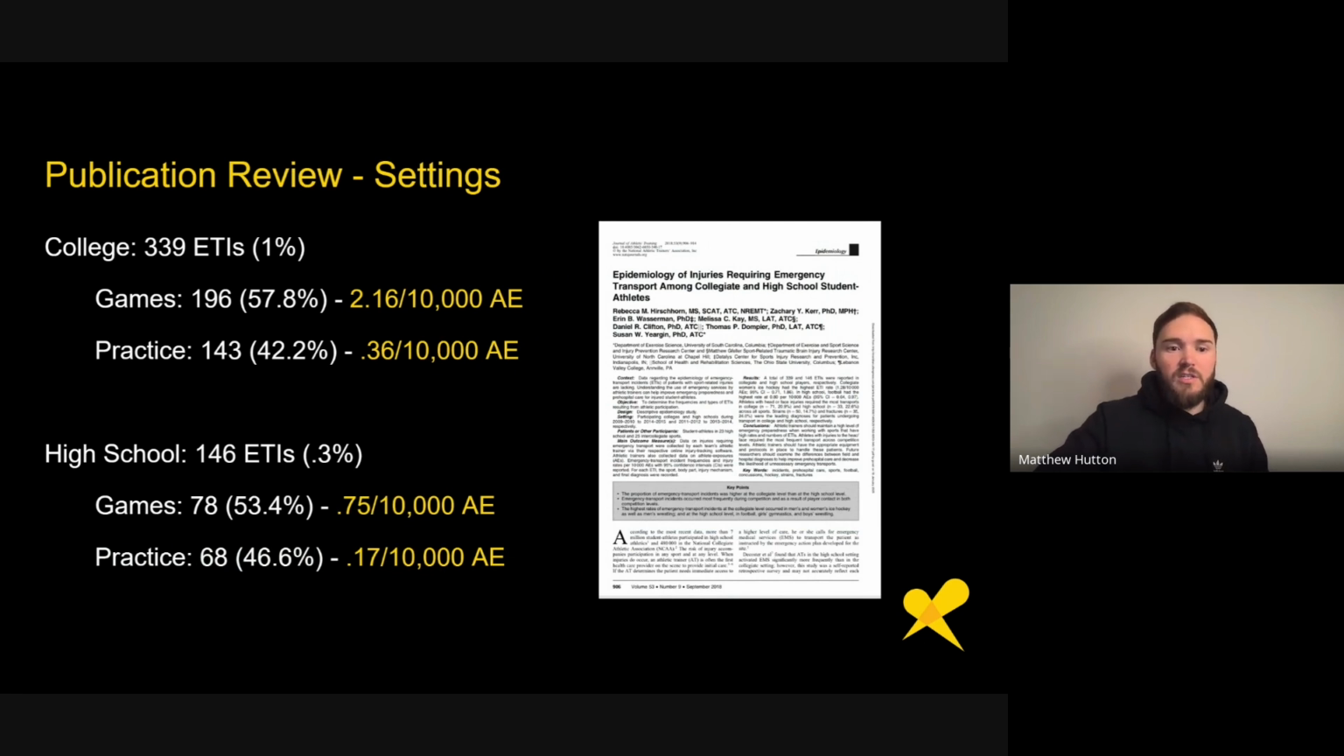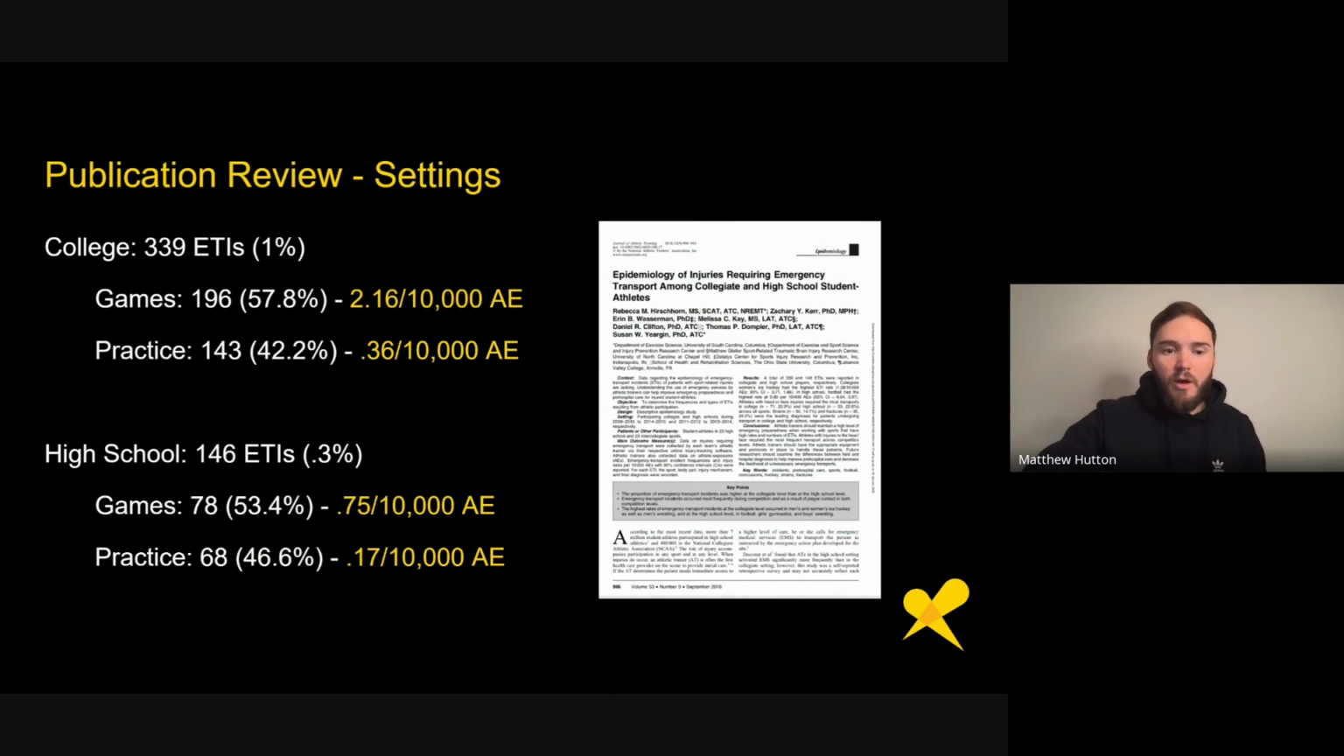And obviously you can see, even though there were 339 documented injuries for college, that only comprised 1% of all injuries. So not a lot are going to require emergency transport from EMS. And obviously this is just what's documented, so there could be a little extra there, but it's a relatively low number. You're probably unlikely to see one of these. High school is even lower. Only 146 cases were documented, which is 0.3%. So again, really low frequency here.